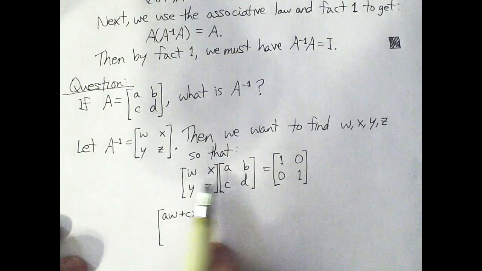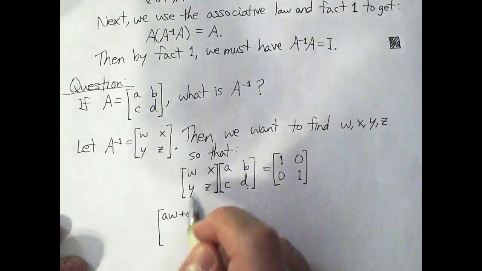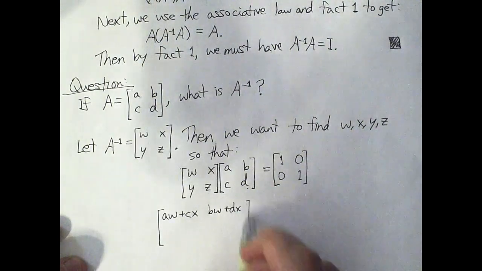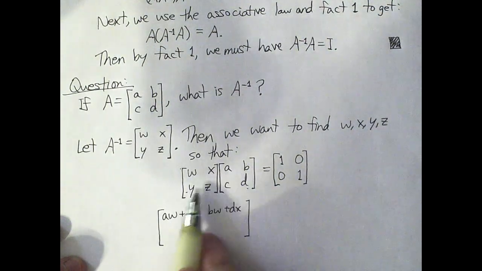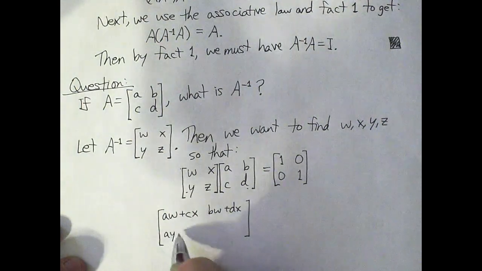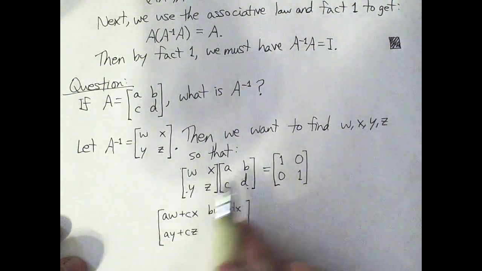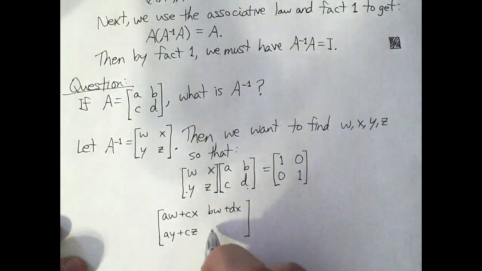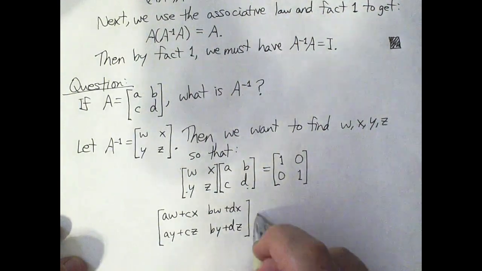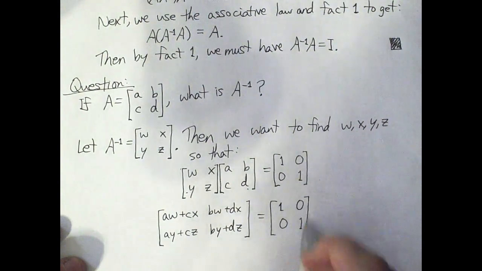All right, in the next entry, we would do WB plus XD. I'm going to write that as BW plus DX. Down here, YA plus ZC. So I'm going to write AY plus CZ. And in the lower right, YB plus ZD. I'm going to write BY plus DZ. And we want that to equal 1, 0, 0, 1.